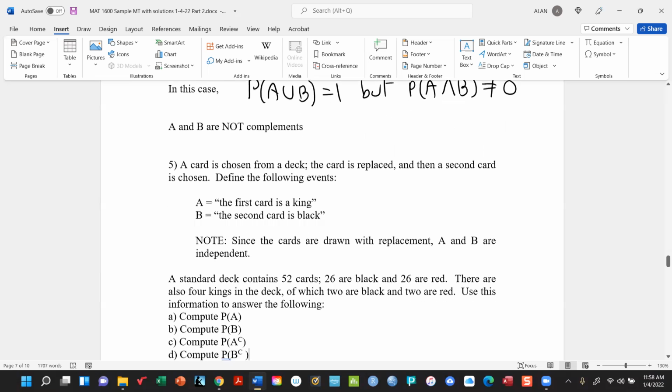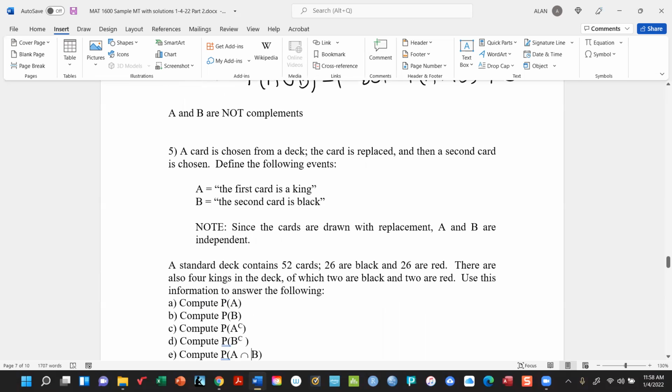Okay. So A represents the first card is a king, the second, B is the second card is black. Now, just like before, we're assuming that all the cards are equally likely to be chosen. As long as it's a standard deck, there's nothing funny going on. It's a standard deck. Every card is equally likely to be chosen. So the probability of A is equal to 4 out of 52 because there are 4 kings in the deck. And I did mention it here too, in case your knowledge of cards is a little rusty.